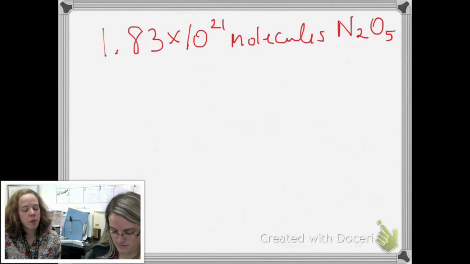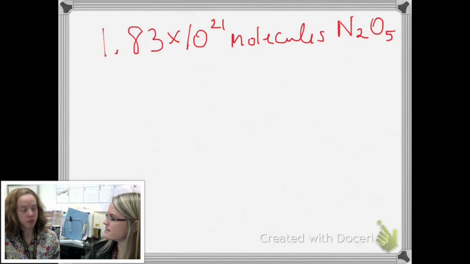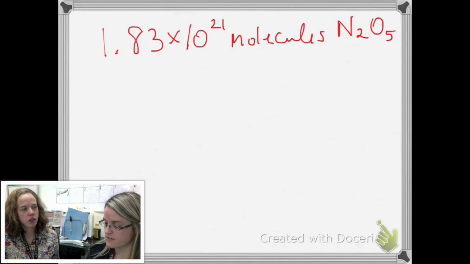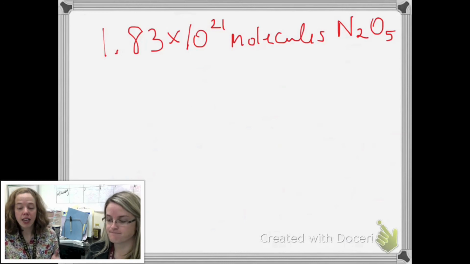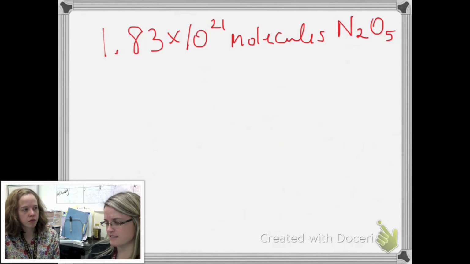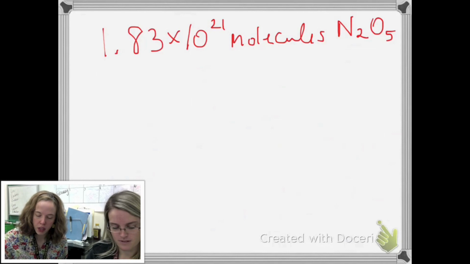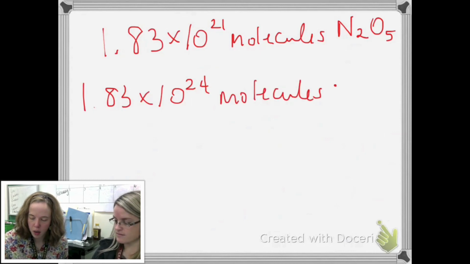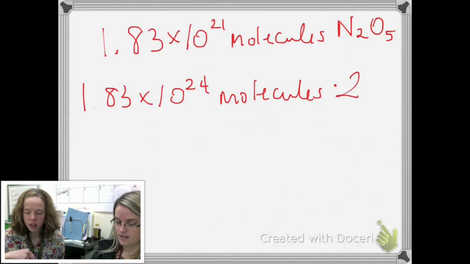And it wants me to figure out how many atoms of nitrogen I have. So do I go back to my formula for N2O5 and just count how many N's I have? For each one N2O5, I've got how many N's? I've got 2 of them in there. So if I'm trying to take it from molecules to some atom that's in my molecule, and I have 2 of them, do I just double it? So I take my number, for every 1.83 times 10 to the 21st molecules, I multiply it by 2 N's.